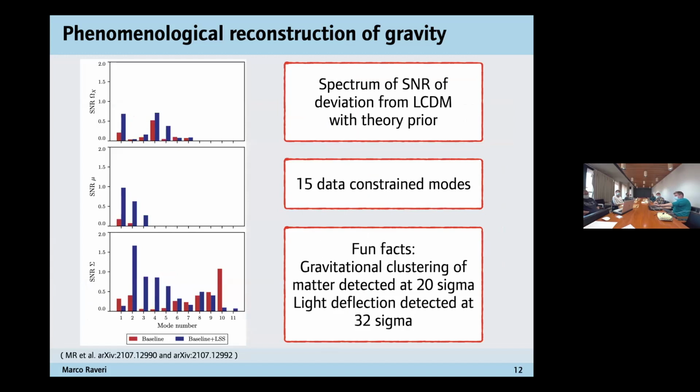Okay, and another thing you can extract, which is much funnier, is that you can compute signal to noise ratio, instead of with respect to GR, with respect to 0. So we were able to detect the clustering of matter, right? Mu equal to 0 would mean that matter won't cluster. And that's detected at 20 sigma from all cosmology alone. And light deflection alone is detected at 32 sigmas. And that's actually slightly lower than I would have expected before doing this exercise.